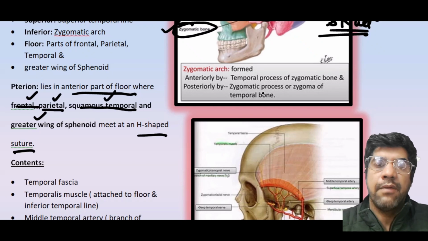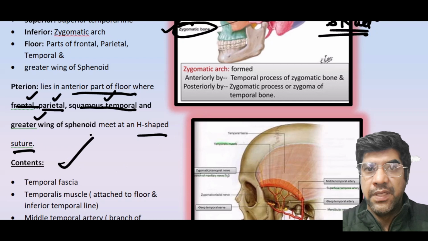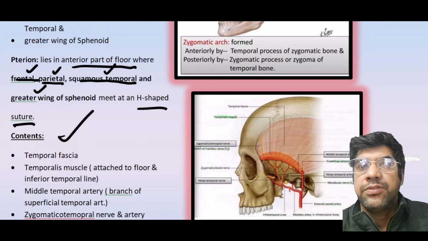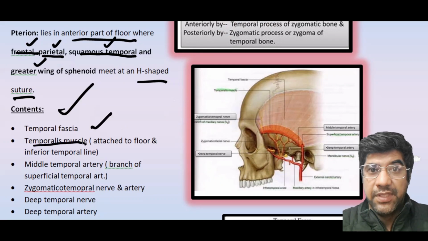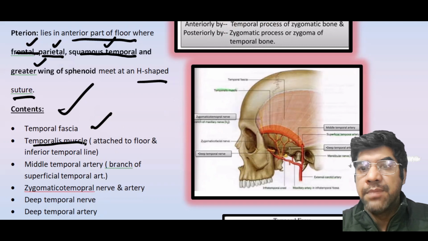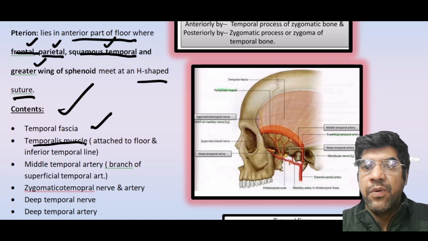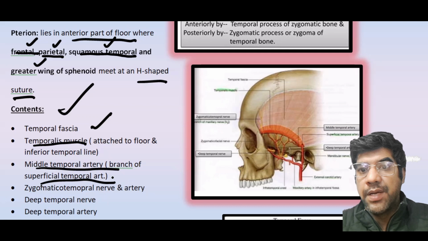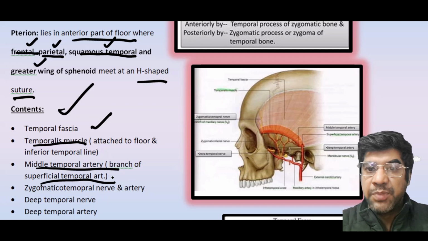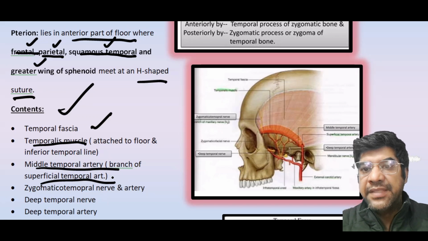Now what are the contents of the temporal fossa? Number one, the first content is the temporalis fascia. Other is the temporalis muscle. Remember the muscle is important for chewing. It finds its attachment on the floor and inferior temporal line. Other is the middle temporal artery. The middle temporal artery is a branch of the superficial temporal artery. That is responsible for the blood supply in this region. That arises from which artery? It's the maxillary artery.